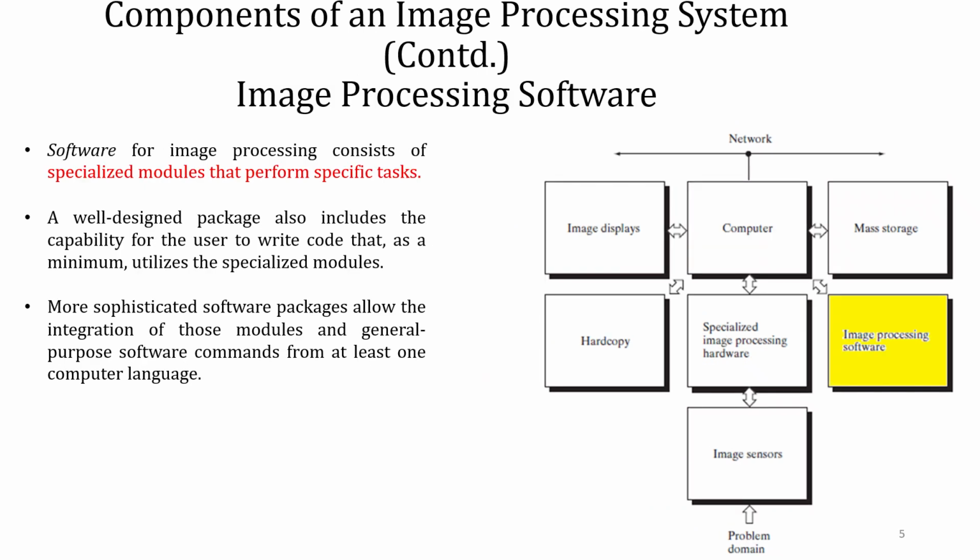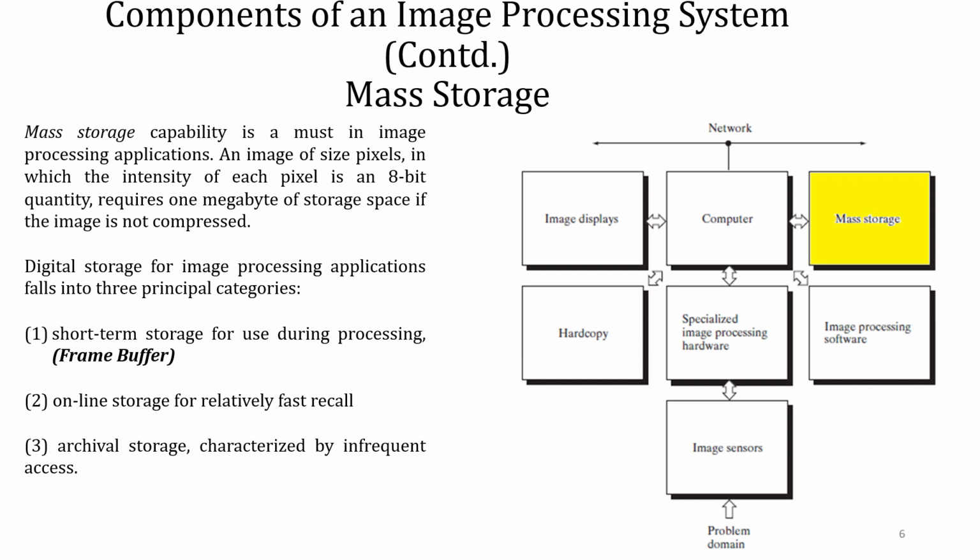The next block is the image processing software, which consists of specialized modules that perform specific tasks. A well-designed package also includes the capability for the user to write code that, as a minimum, utilizes the specialized modules. More sophisticated software packages allow the integration of those modules and general purpose software commands from at least one computer language. Then the mass storage block, which is a must in image processing applications.